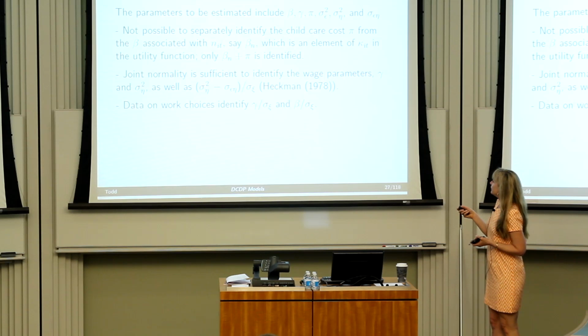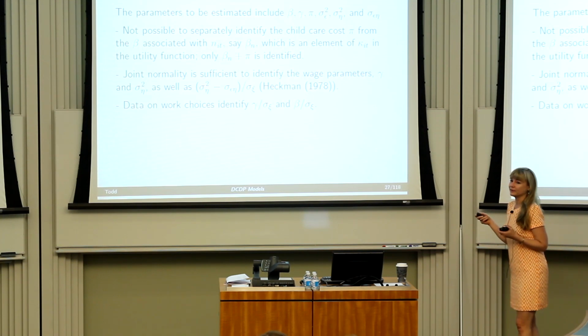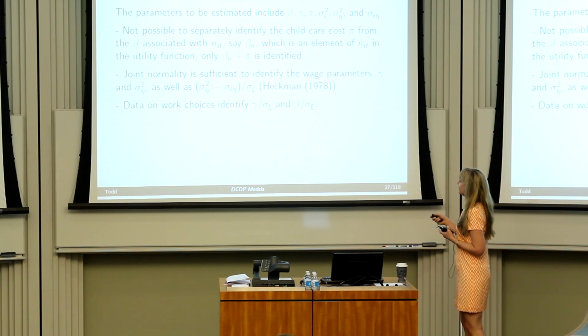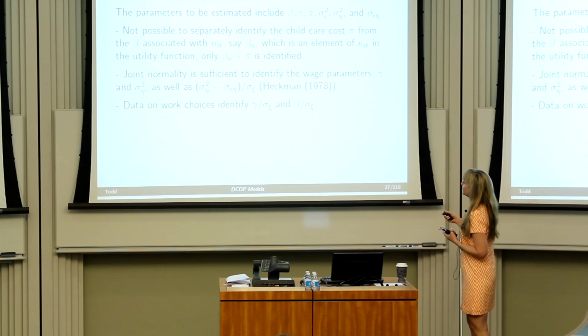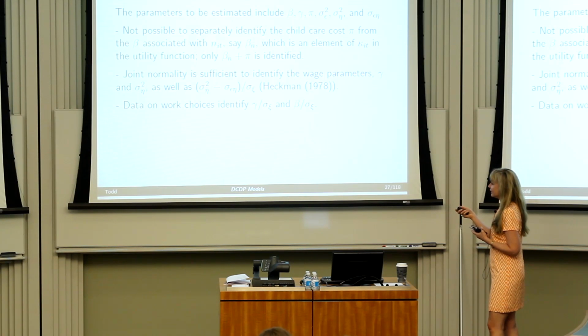Okay, so in terms of the wage parameters, we can just use standard Heckman, this is like a Heckman two-step, in terms of estimating the wage equation. Normality is sufficient to identify the wage parameters, and then you'd also get this just from the regression, if you did the Mills ratio correction and everything.